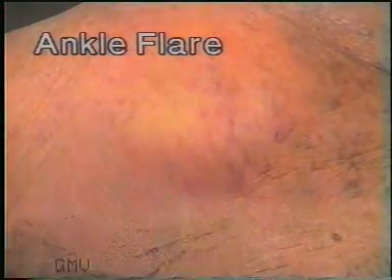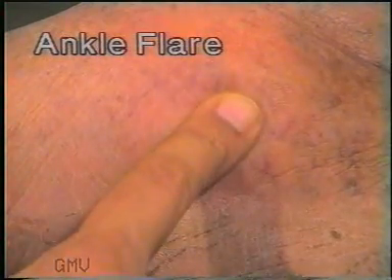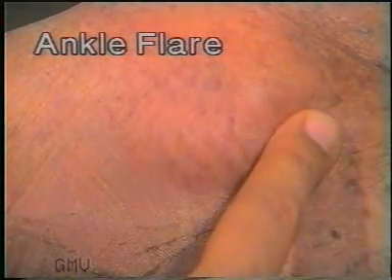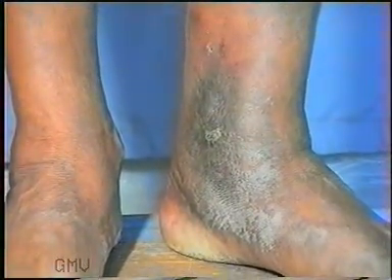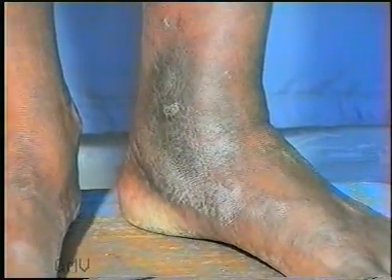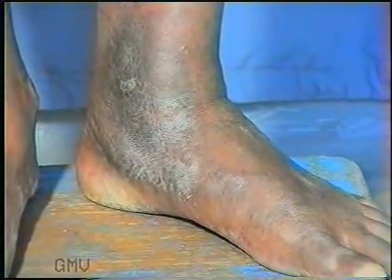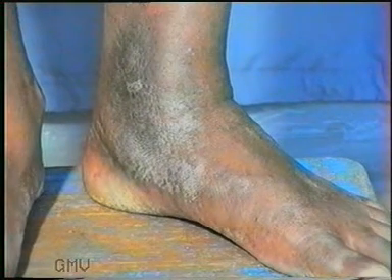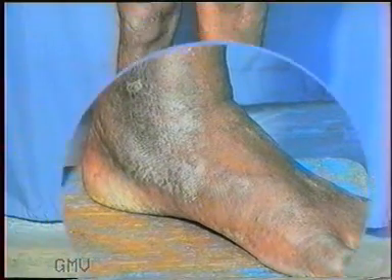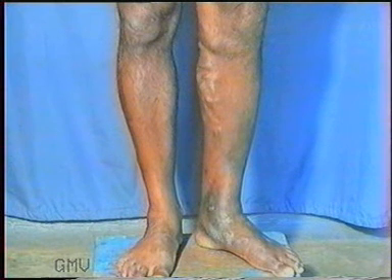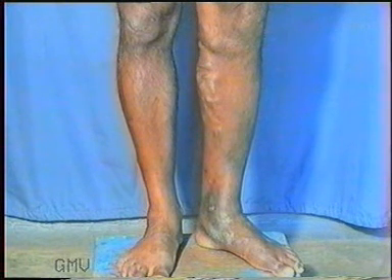Note the tiny subcutaneous dilated venules. Ankle flare is seen in association with incompetency of ankle perforators. Now inspect the skin over the medial aspect of the lower third of the leg for pigmentation, edema, oozing or ulceration. These are changes in the skin due to the back pressure in the veins and capillaries which forces the RBCs out of the vessel walls.